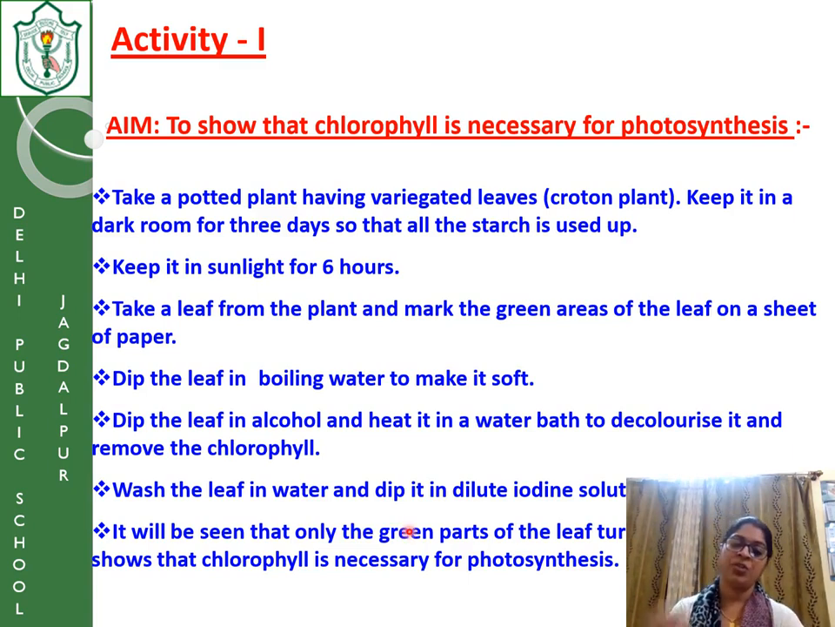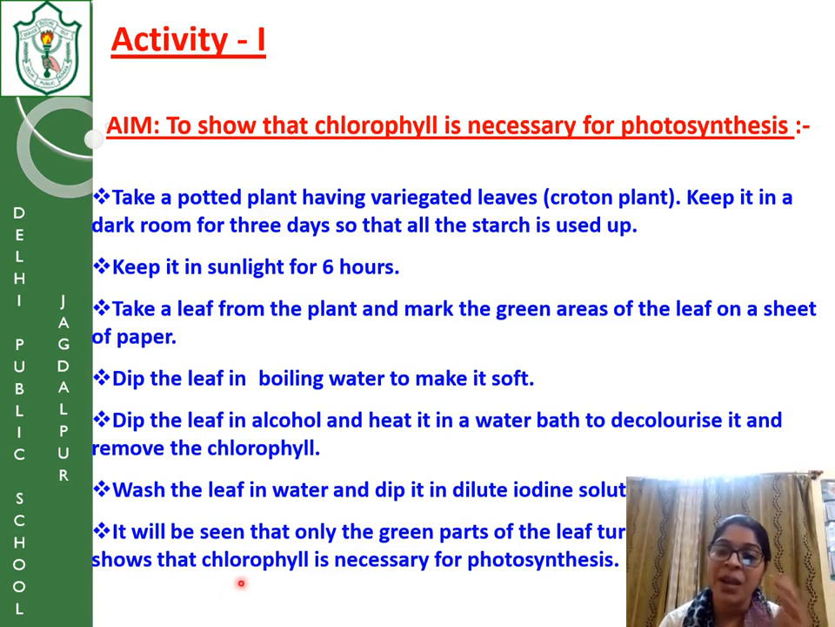If you take a potato, we put some iodine solution. Iodine is generally a brown-colored solution, but when it comes in contact with starch, it converts into blue-black. So now we will dip the leaf in the iodine solution. What will you see? Some portions of the decolorized leaf are converted into blue-black.